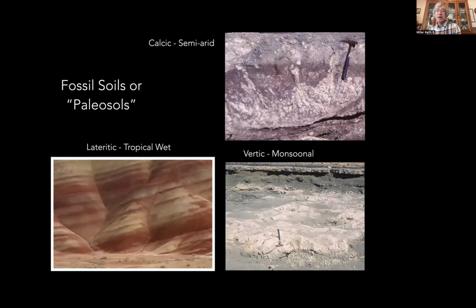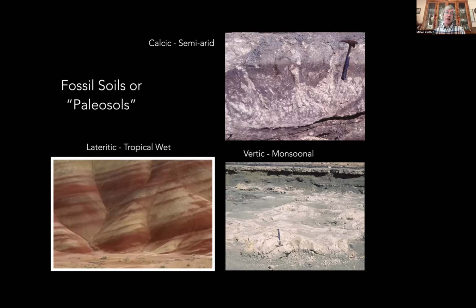Fossil soils, or paleosols, are a very good indicator of general climatic conditions. I just show three different types of paleosols. There are many, many different types of paleosols, which are distinctive by their color, by their structures, by their chemical content.